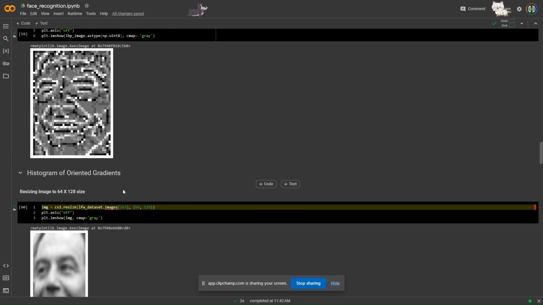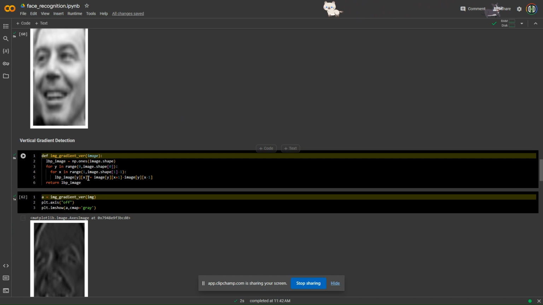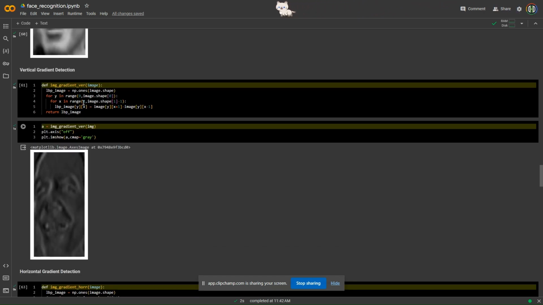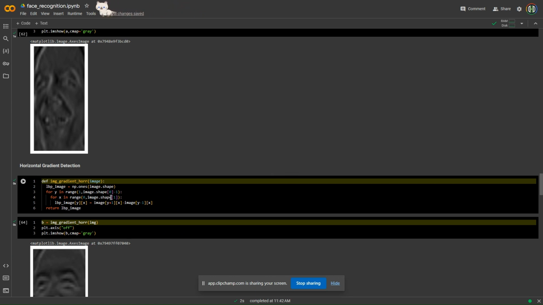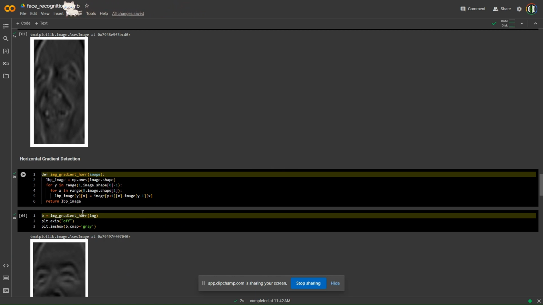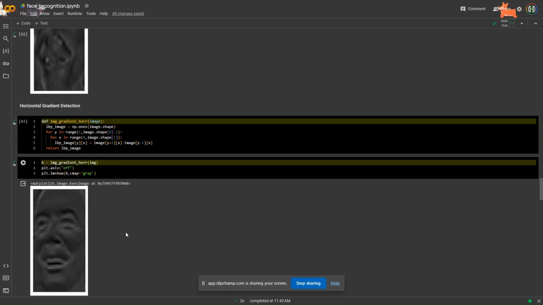Now for the histogram of oriented gradients, first of all we resize the image to 64 by 128, and that's convenient for HoG. Then we find the vertical gradients. This function is also written from scratch. You can see that in the vertical gradient image, the features are mostly vertical, and here we have a similar function called horizontal gradient. Here the features are mostly horizontal. That's the difference between vertical and horizontal.